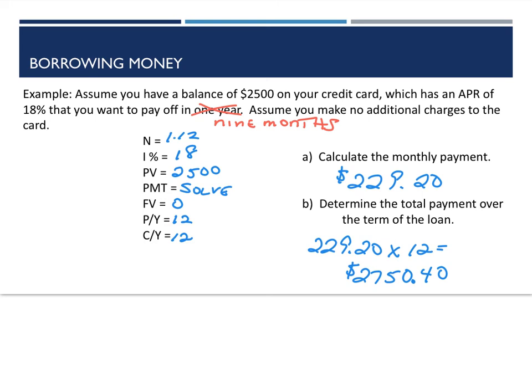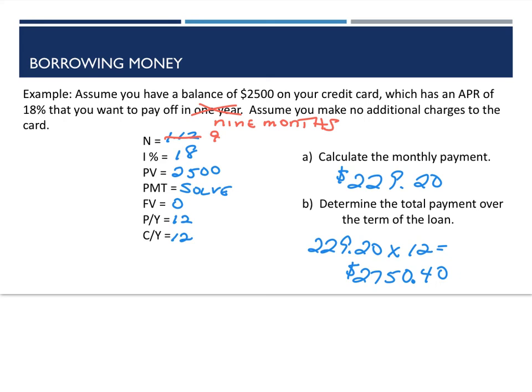Well, the only thing that changes is your N becomes 9. Your P/Y and your C/Y do not change because they're still 12 months in a year. And remember that /Y stands for per year. So just because you're not going to use the whole year to pay off your credit card, that doesn't mean that your interest gets split up any less. Because they wouldn't know at the beginning that you're not going to use the whole year. Also, that's not the way credit cards or anything else works.